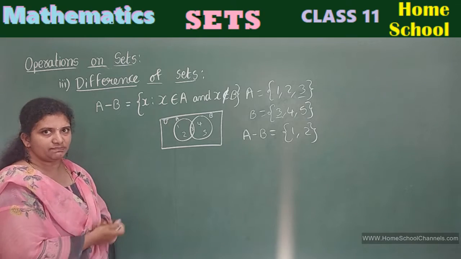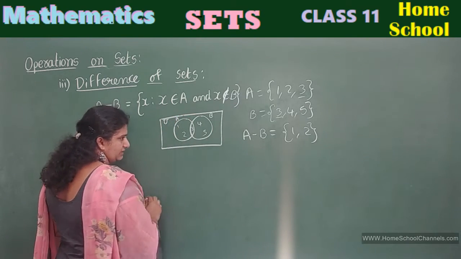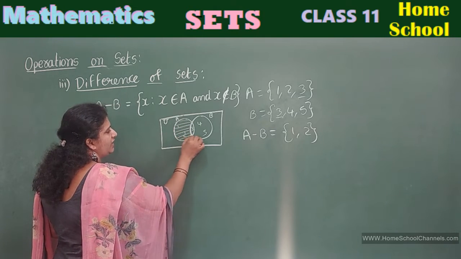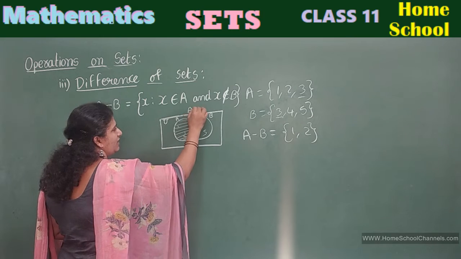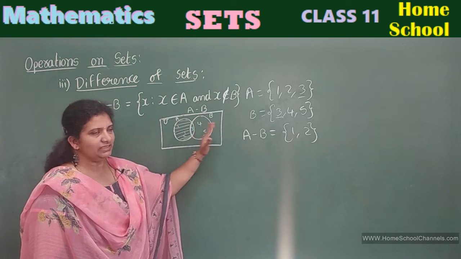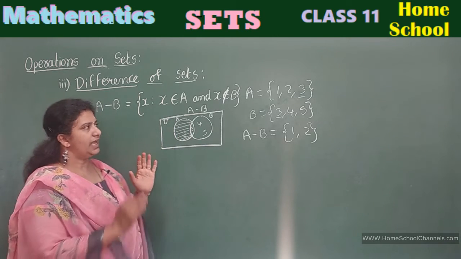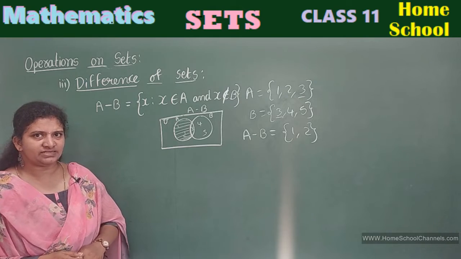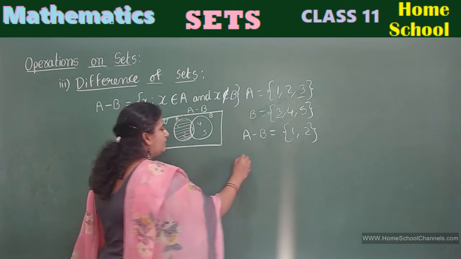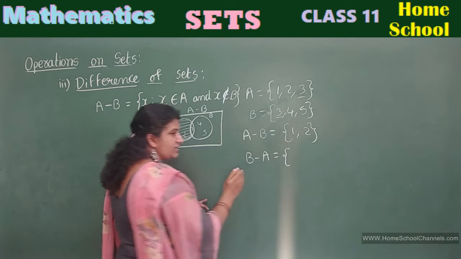A minus B. In the A circle, remove the B circle and shade the remaining part. This is the A minus B Venn diagram. Other than the B circle, shade the remaining part in the A circle. Now, let us find B minus A. We have seen A minus B. Now, B minus A. Have to remember this.